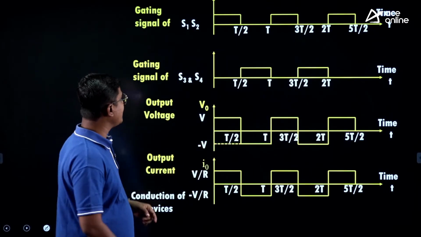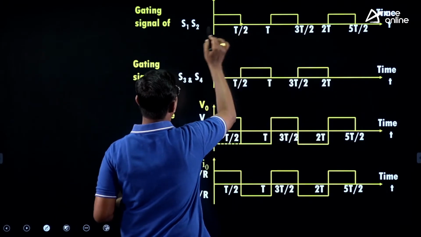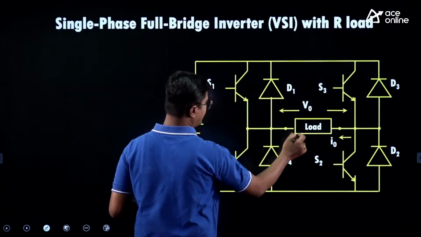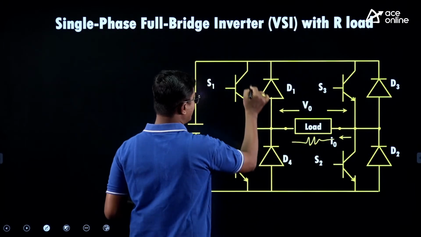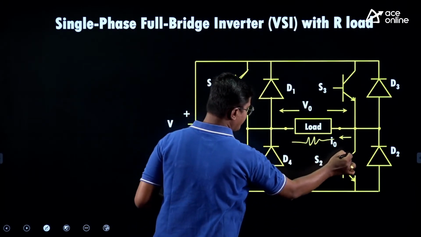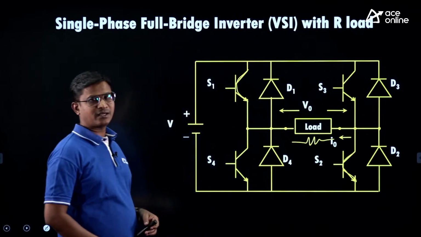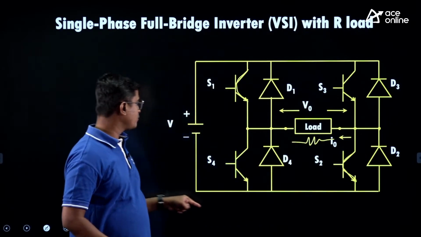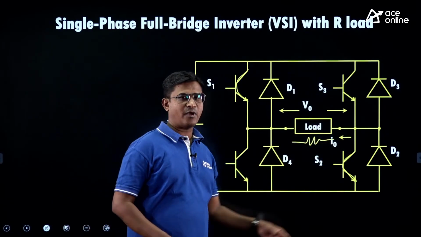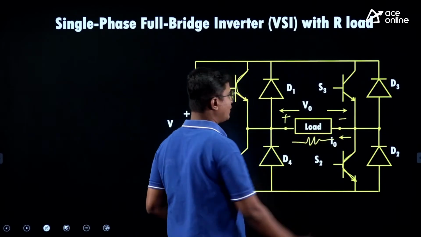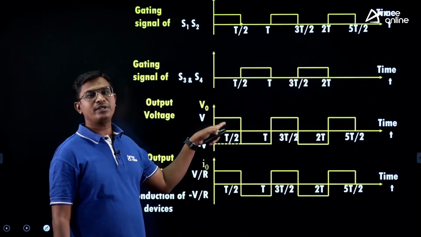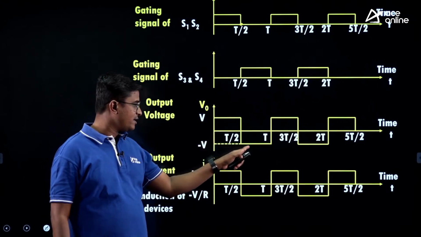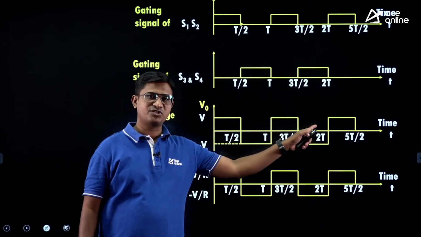What is happening here is, during 0 to T by 2, you apply the controlling signal to switches S1, S2. Suppose this is a resistive load, and S1 and S2 are in on state, S1 on and S2 on. Current will flow like this: V, S1, load, S2 and again back to V. If you apply KVL, you will get V0 is equal to V. So my output voltage is equal to V, whereas in the half bridge inverter it was V by 2. Similarly, you will get minus V. Plus V, minus V, plus V, minus V.